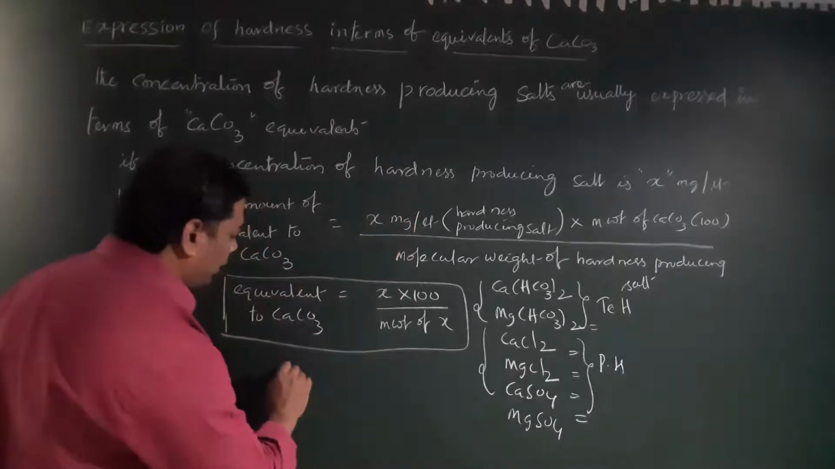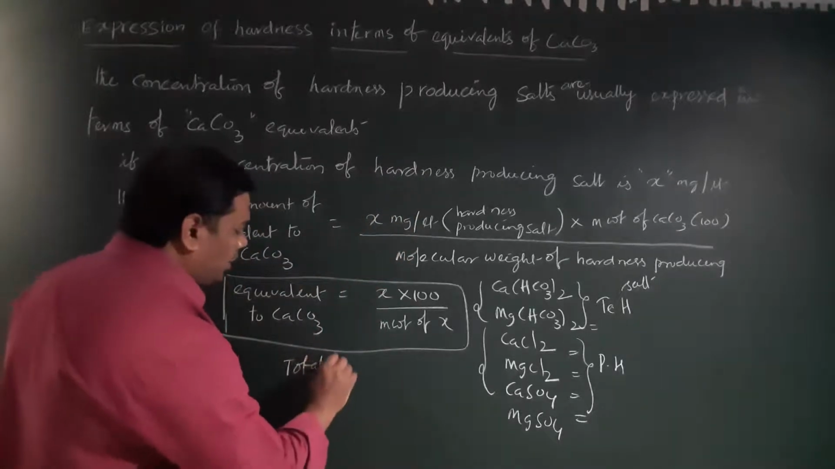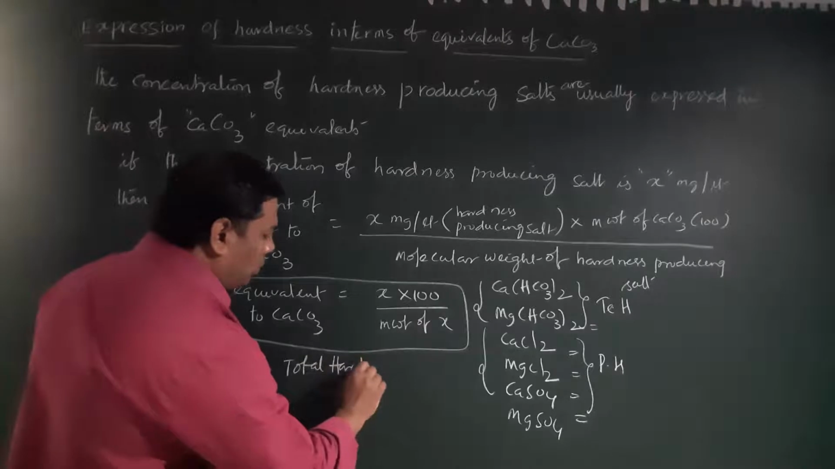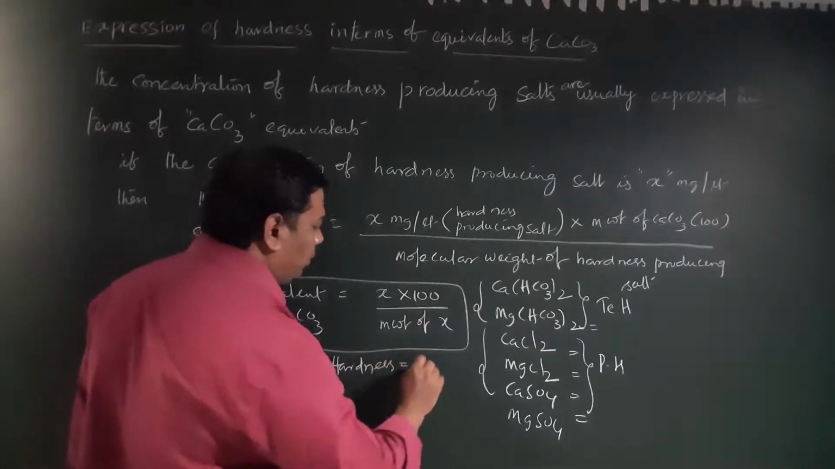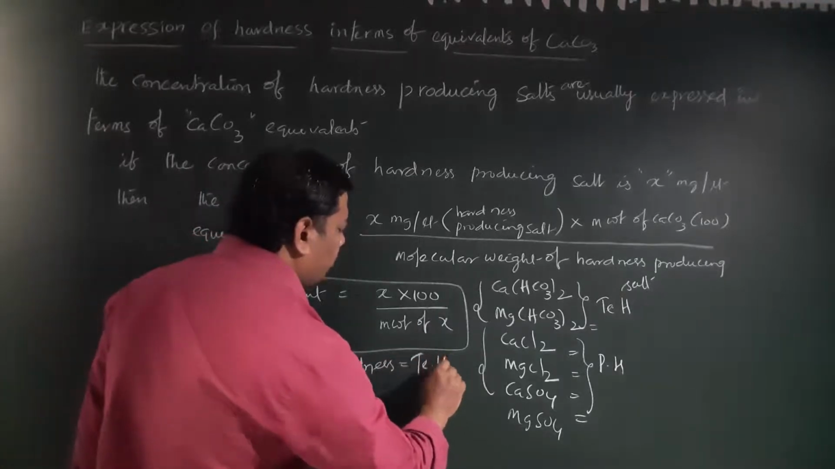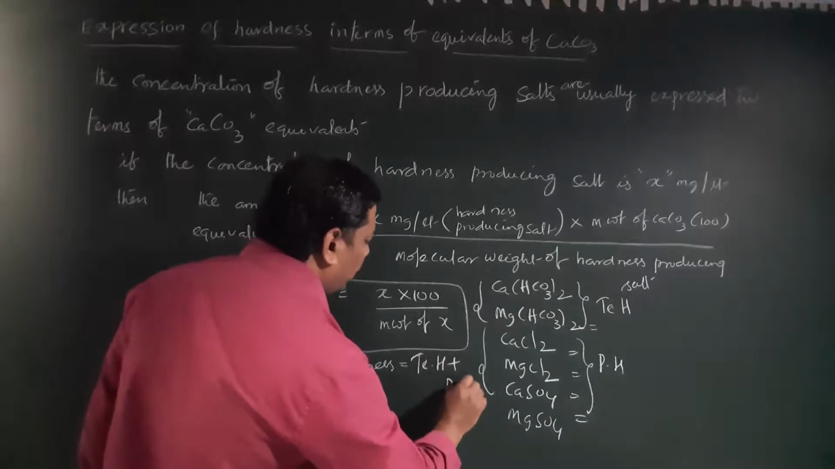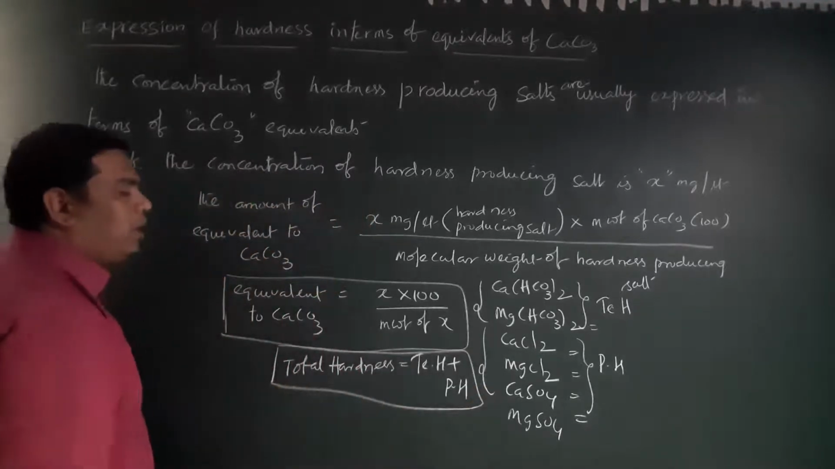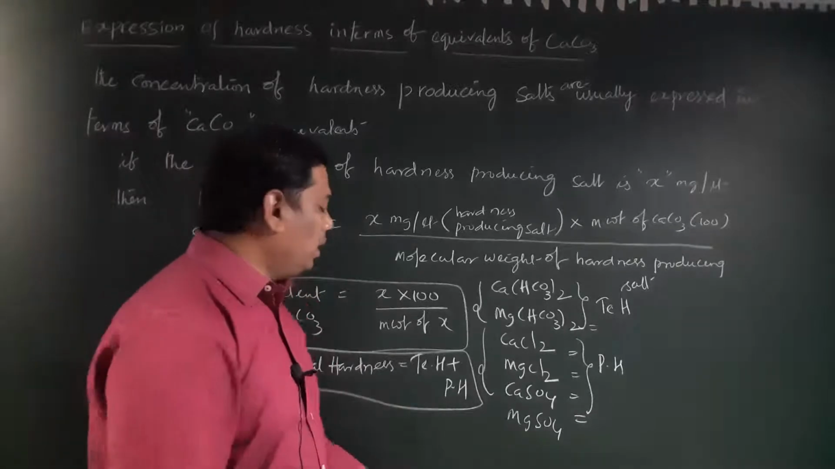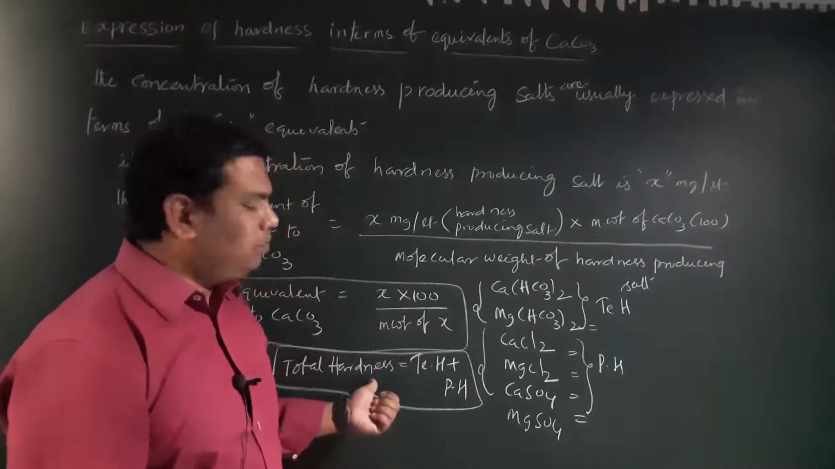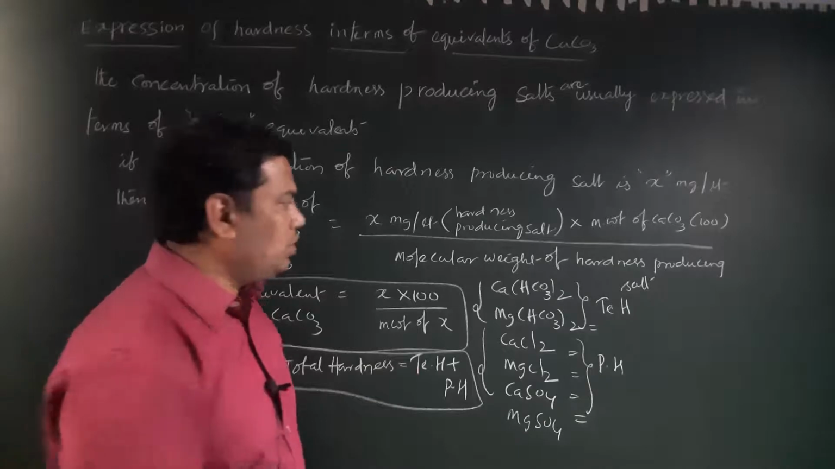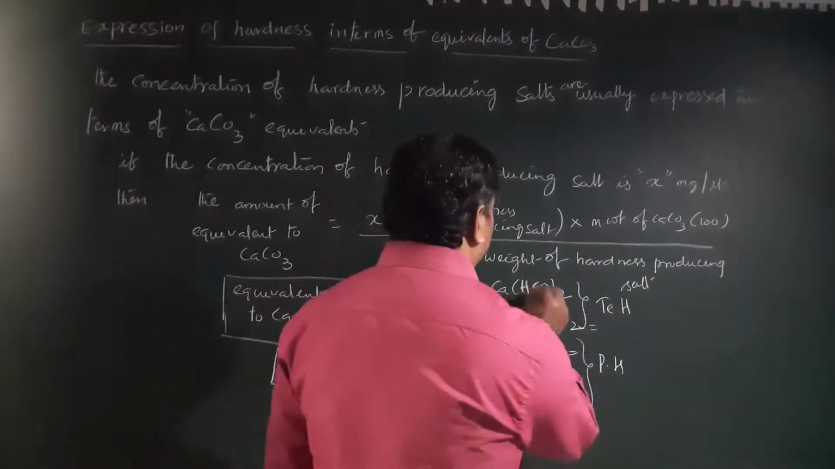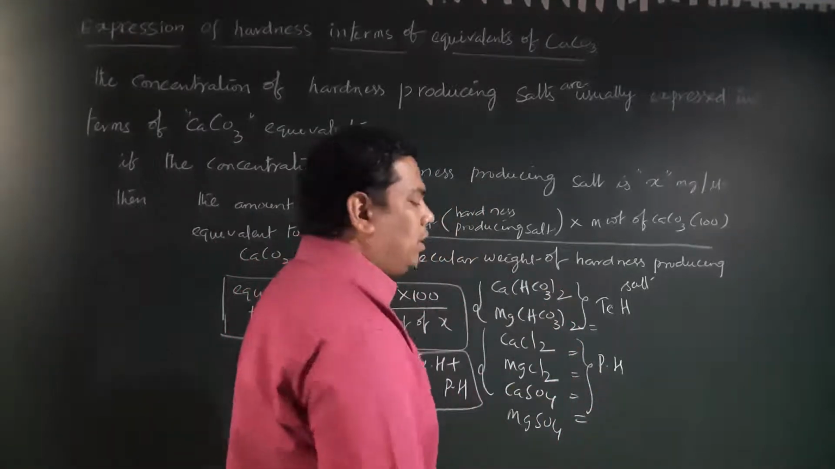Okay, clear, students, right? So total hardness is equal to temporary hardness plus permanent hardness. Okay, students, so total hardness is equal to temporary hardness plus permanent hardness. So this is very useful for the calculation process. So here, students, please practice the molecular weight of these compounds.